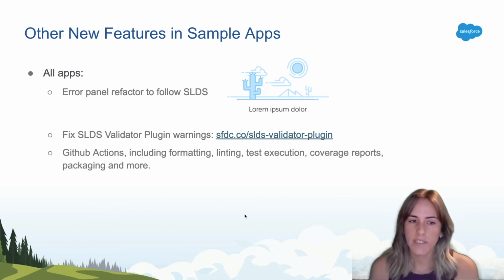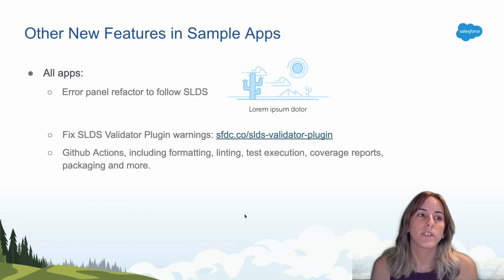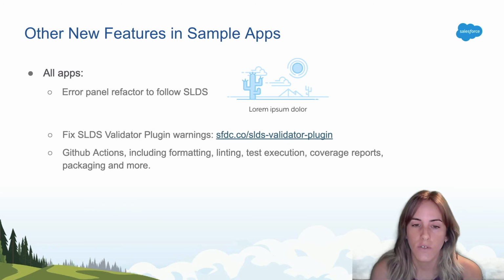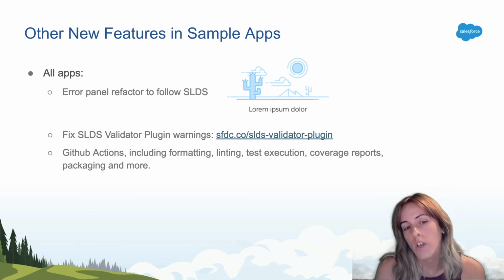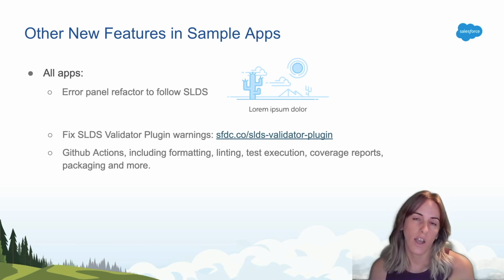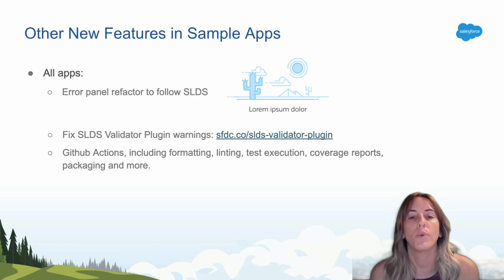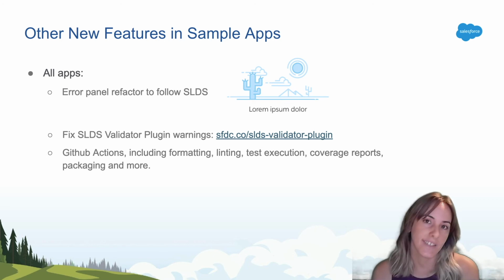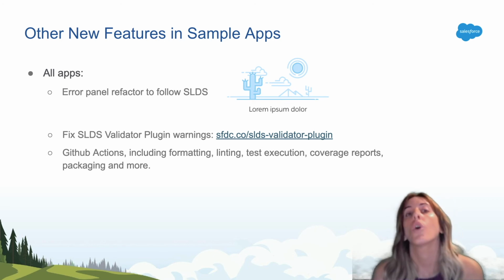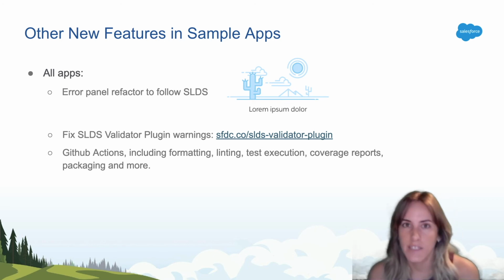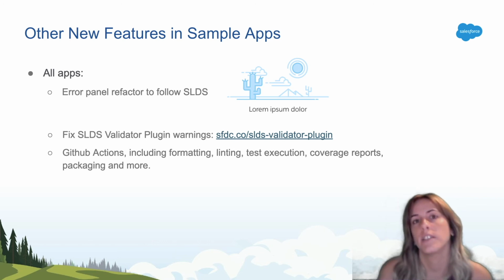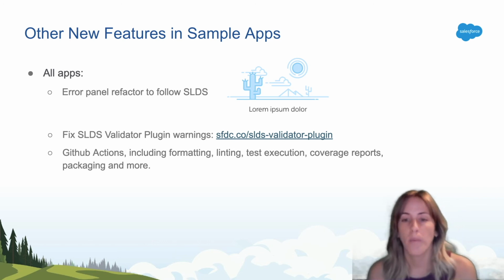Another thing that we did was to adapt all our continuous integration system to use GitHub Actions, including code formatting verification with Prettier, linting, test execution, coverage reports, packaging. We generate unlocked packages automatically in some of the apps, and much more.